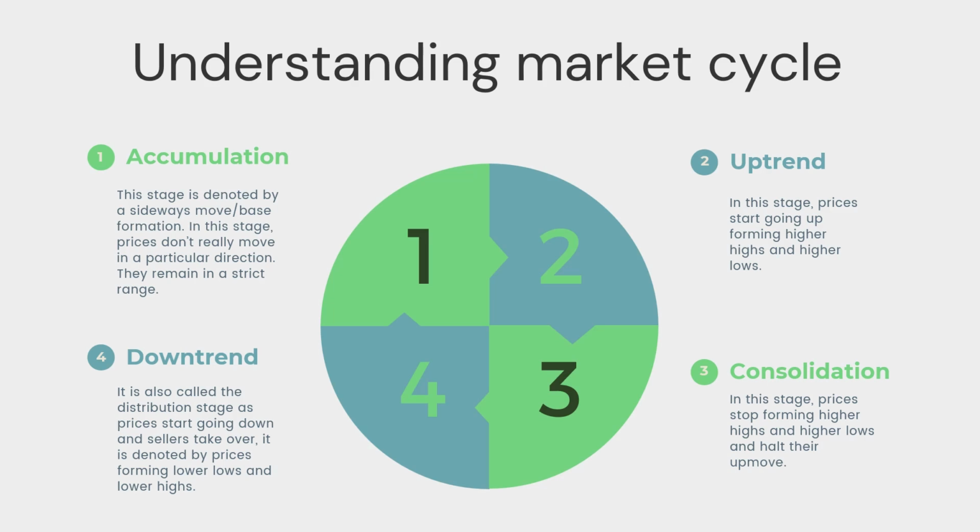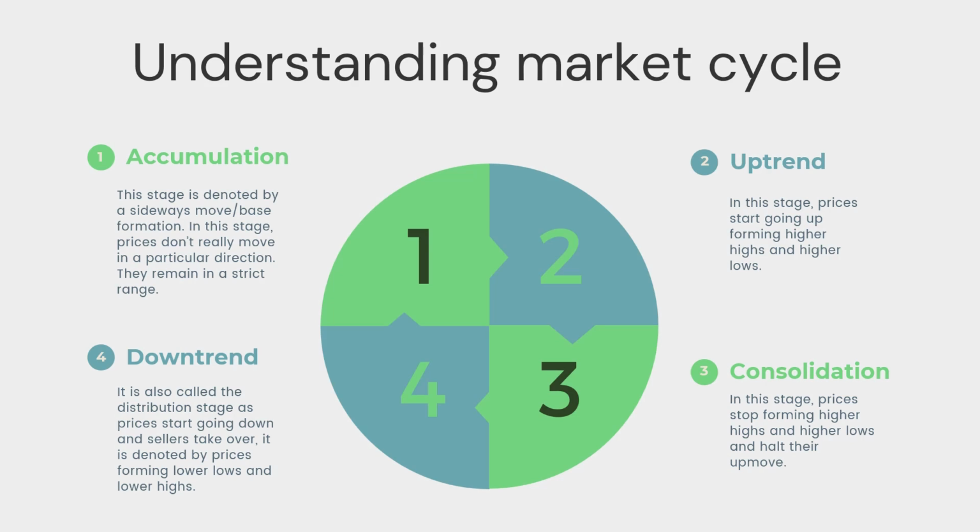After that, what we see is a consolidation phase. Basically, this stage comes just before the distribution phase. In this stage, prices stop forming higher highs and higher lows and halt their up move. Next in line comes downtrend. It is also called the distribution stage, as prices start going down and sellers take over the market. It is denoted by prices forming lower lows and lower highs. And once again, then we come to the accumulation stage. This is how the market cycle works.